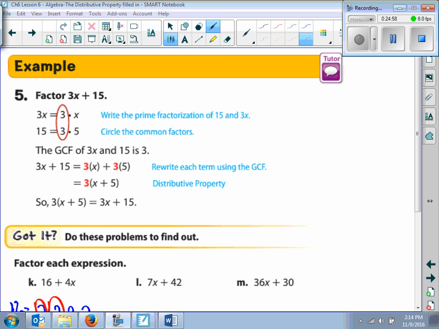You can also factor with variables involved, right? So here we have 3x plus 15, and then you can factor it out. So the 3x is broken down to 3 times x. The 15 is broken down to 3 times 5, right? Then what they have in common is the 3. That's what's going to get factored out. So here's the 3, and what's left is the x plus 5. You got it? Yeah.